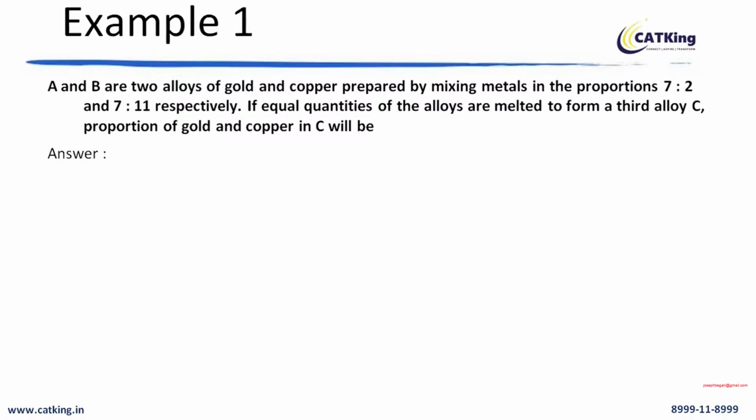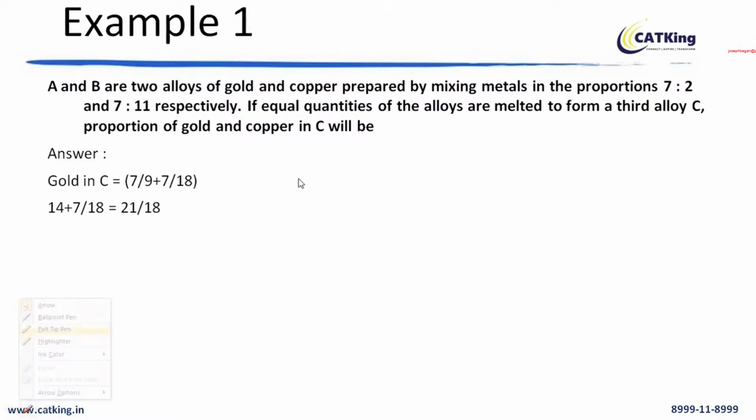And let's go. So the gold in C would be 7/9 plus 7/18. Why? Because the gold in A is 7 upon 7 plus 2, that is 7/9, and gold in B is 7 upon 7 plus 11, which is 7/18. So 7/9 plus 7/18: you take the LCM, you make 9 into 18, so the 7 becomes 14. So 14 plus 7 upon 18, that is 21/18.